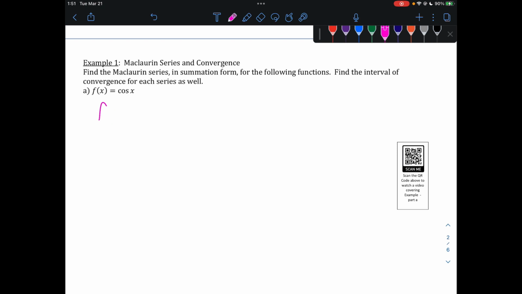I'll write that down. f of 0, which is cosine of 0, which is 1, right? And then we're going to keep going with our Taylor polynomial. I'm just going to write these derivatives down here. So f prime of x is negative sine. f double prime is negative cosine. f triple prime is sine. f fourth derivative is back to cosine, and it keeps repeating from there, right?